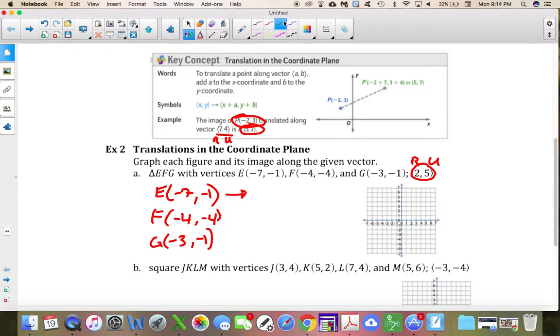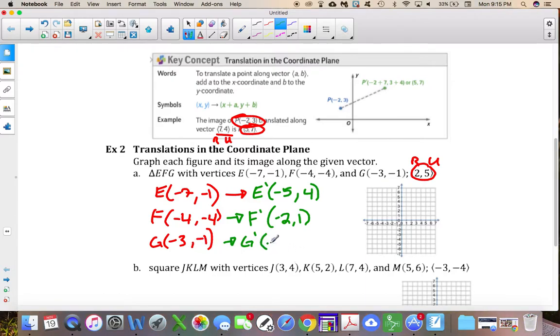Okay, so if I take these points -7, -1, and I go to the right 2, my new E prime, let's go in a different color. My E prime is going to be, let's see, -7 plus 2 is going to make -5. And -1 plus 5 is going to make 4. Okay, so that's E prime. F prime is going to be -4 plus 2 is -2. And -4 plus 5 is 1. G prime is going to be -3 plus 2 is -1. And -1 plus 5 is 4.